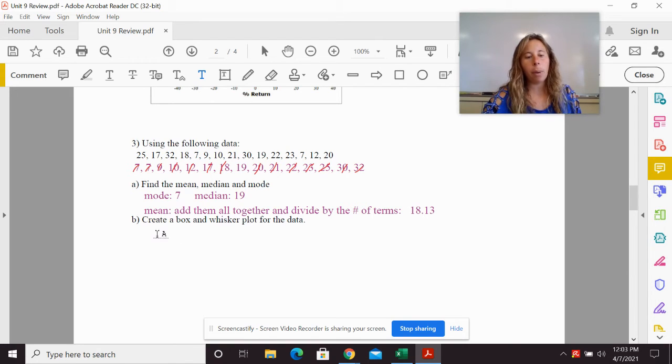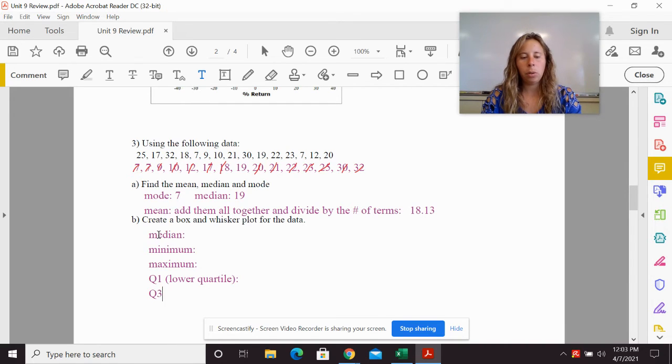So here's what you need to know for a box and whisker plot. Are you ready? You need to know the median. You need to know your minimum, so your lowest, your maximum, which is your highest, and then you need to know Q1, which is your lower quartile, and you need to know Q3, which is your upper. Okay. So we already found the median, it's 19.